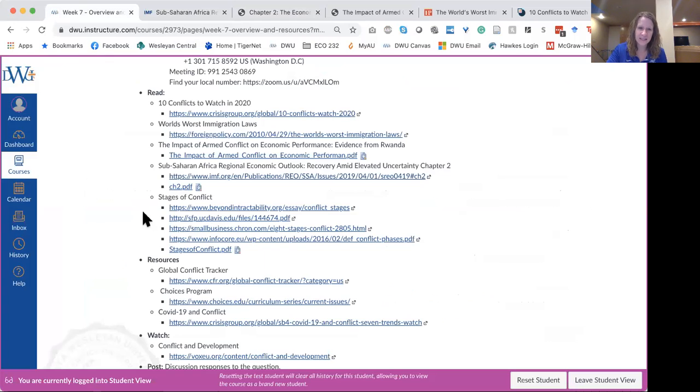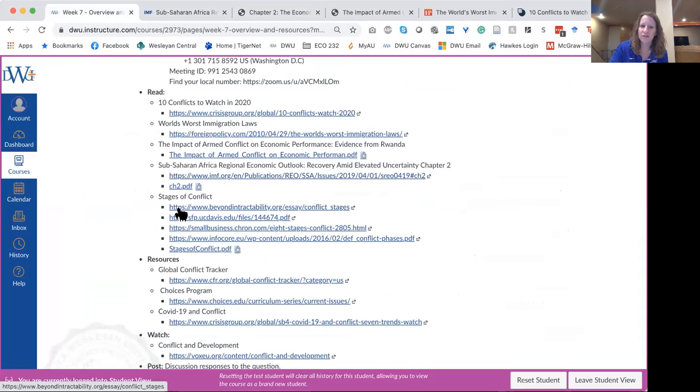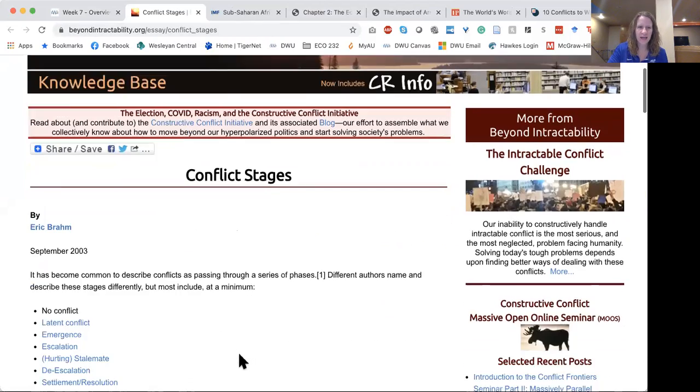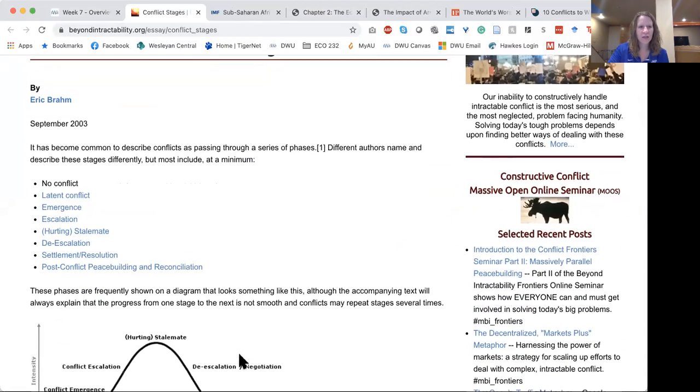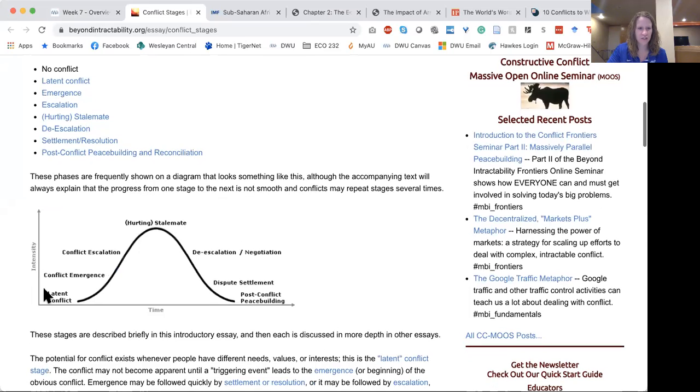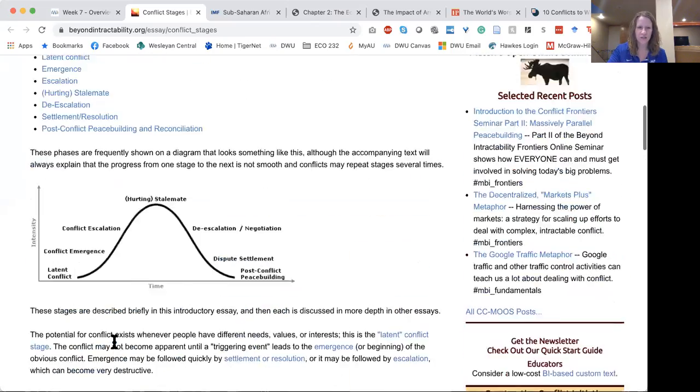So then the last thing for reading is just looking at the stages of conflict. I've given you a lot of sources that kind of all say the same thing. The majority of them are going to say different ways of saying the same thing. So this first one, we talk about the stages where you've got the latent conflict, conflict emergence, conflict escalation, hurting or the stalemate, the de-escalation and negotiation, the dispute settlement, and then the post-conflict peace building. So this one has 7 stages. Just kind of know what stages are all there.